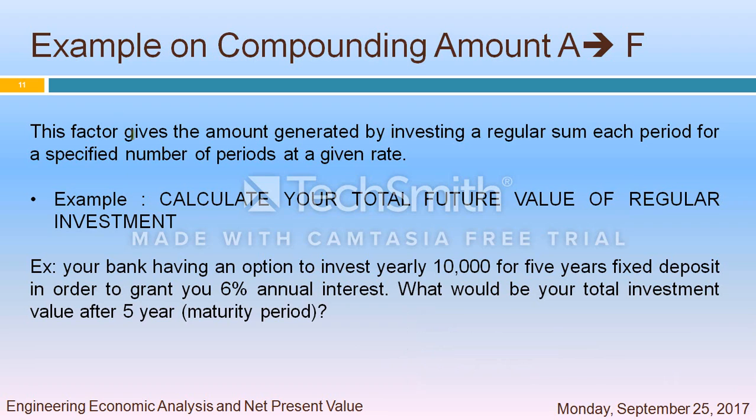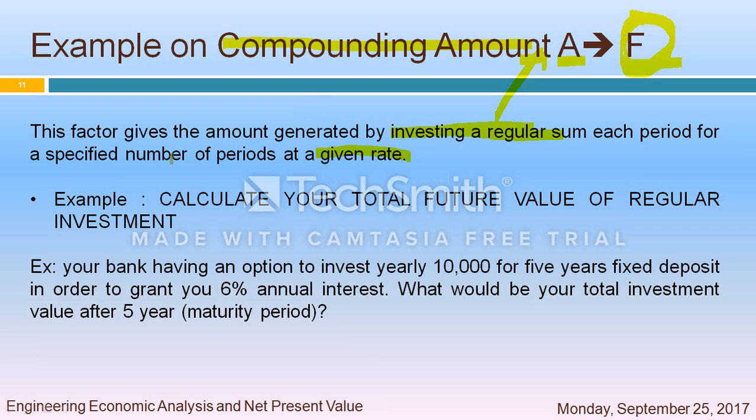Now we're talking about the third payment method. This is the compounding amount. The compounding amount, as we said before, we have A, we're trying to find F. This factor gives the amount generated by investing a regular sum. So we are investing a regular sum, which is A, right? Each period for a specified number of periods at a given rate. So we have the interest rate, we have A, we're trying to find what would be our total future value.